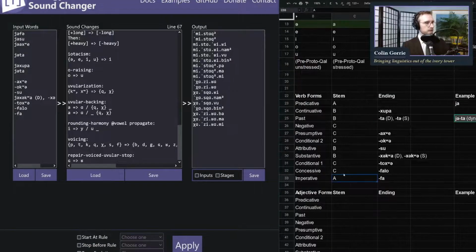Perfect. So stem A is the one with the full vowel. So we have Yafa. We have Ya, which is the predicative form. And then I think for everything else we have Ya. I'm imposing some order on this very, very gradually.